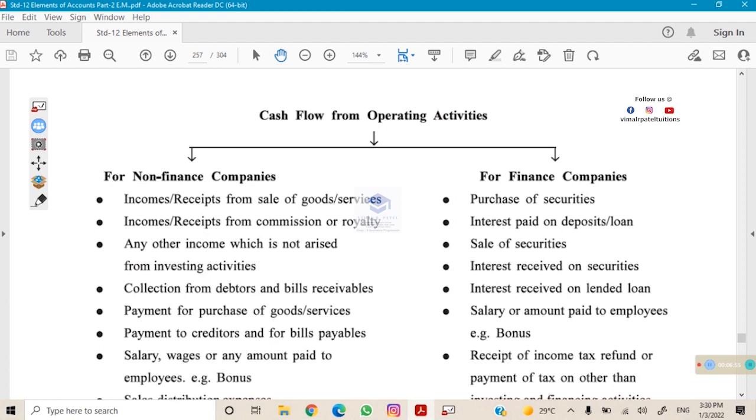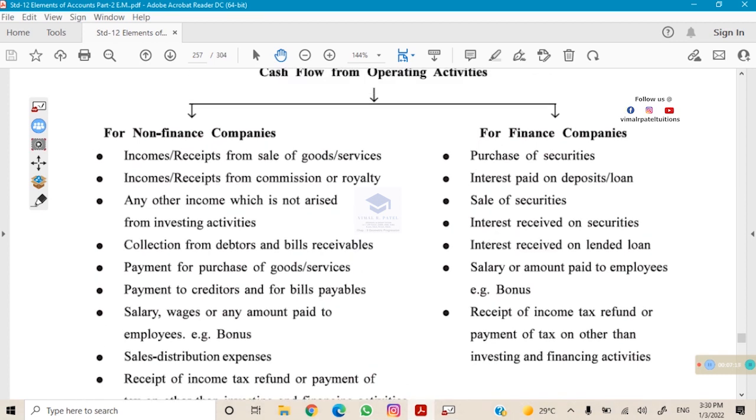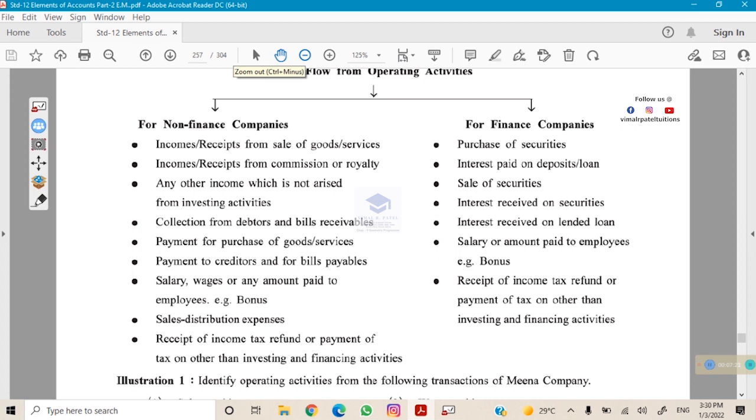Now, cash flow from operating activity for any firm which is engaged in non-financing business. Financing business and non-financing business. Finance company or financing business means banking business, the business of lending and borrowing money. So except that, cash flow from operating activity means income or receipt from sale of goods or services, income or receipts from commission, any other income which does not arise from investing, collection from debtors, collection from receivables, payment to creditors, payment of bills payable, payment for purchase, salary, wages paid to employees, sales and distribution expense, receipt of income tax refund, payment of tax. All these are part of operating activity.